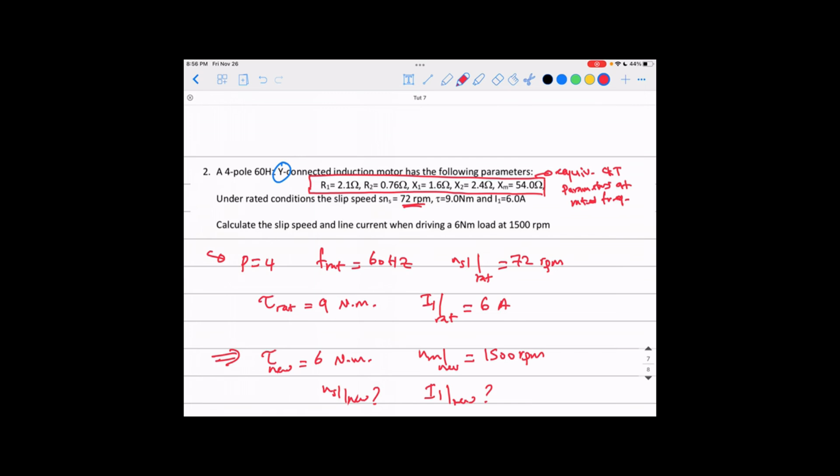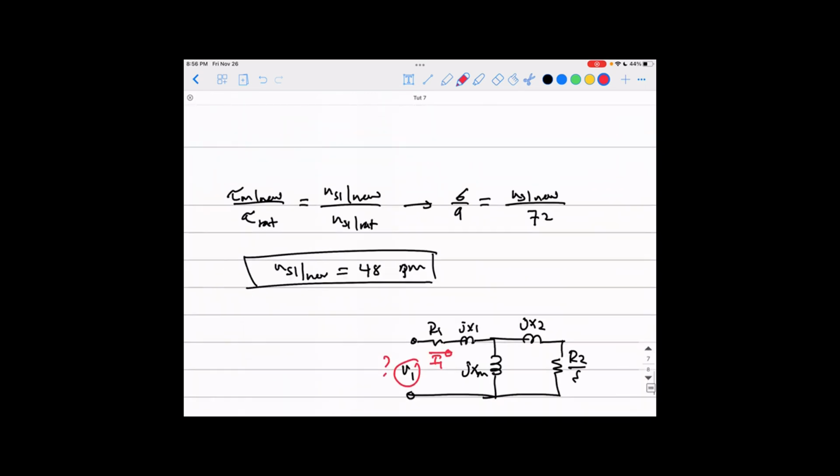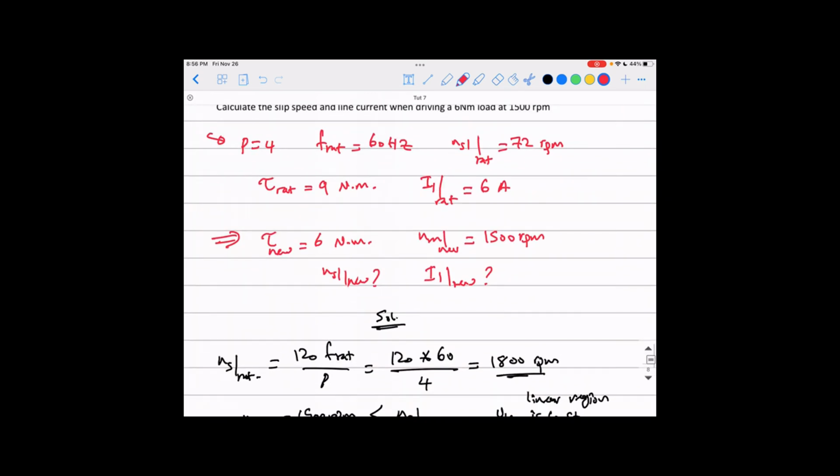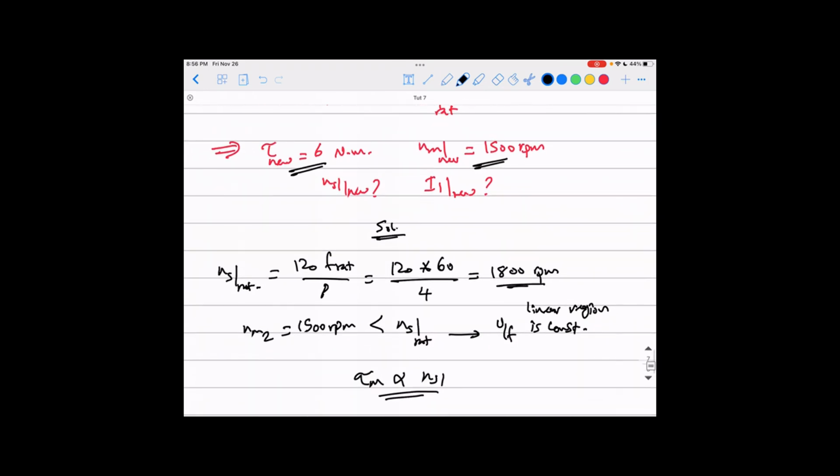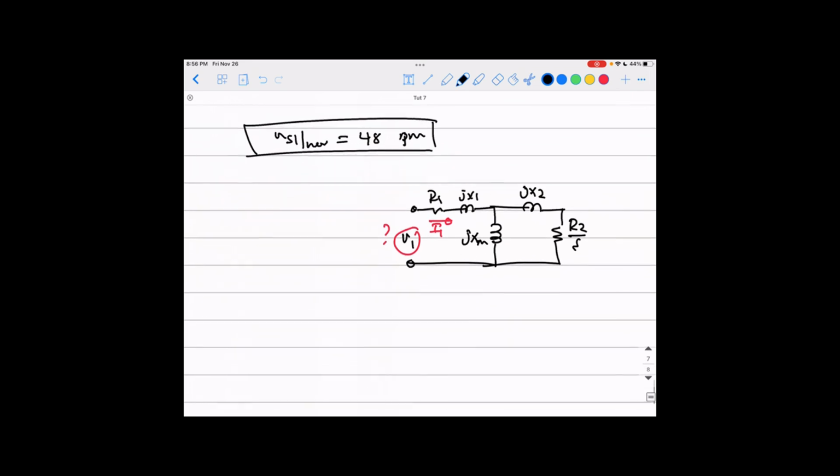How can we do this actually? See what's given in your hand. Here, he's giving you the torque you're working at and the speed you're working at. And that's a good piece of information to go with here. Let's see how.